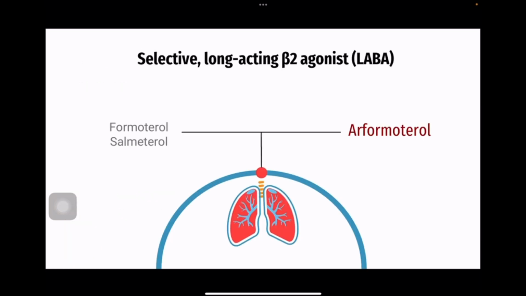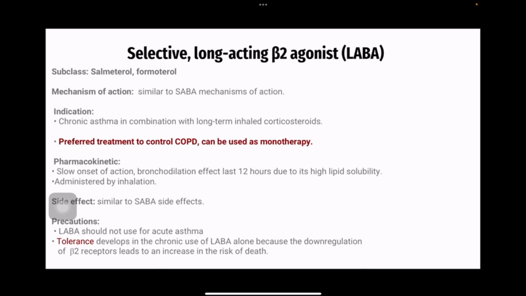I'm Khadija Jamil, and we talk about the second treatment of COPD, which is LABA, or long-acting beta-2 agonists. The selective ones are formoterol, salmeterol, and arformoterol. LABA has a mechanism of action similar to SABA, which decreases intracellular calcium and leads to bronchodilation and relaxation of smooth muscle.